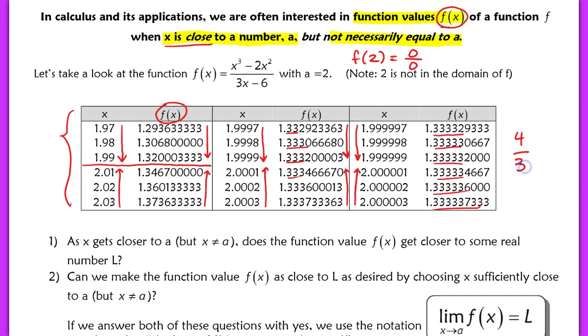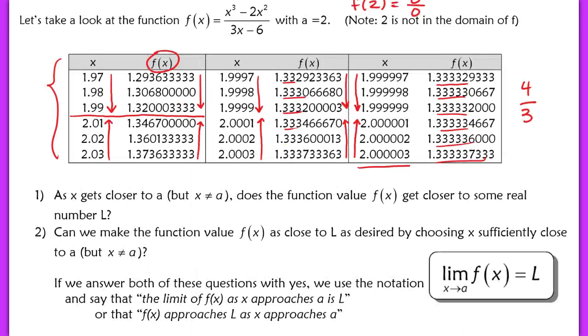That's 4/3. Okay, now let's answer a couple of questions pertaining to our function and our a value. As x got closer to a, so as x got closer to 2, and we plugged in those values into our function, did our outputs, those function values f of x, get closer to some real number L? Well, we said yeah, they did. And if somebody wasn't convinced that they were getting closer to 4/3, you can always plug in a value that's even closer to see if that output gets closer to 4/3. So in this case, yes, right?